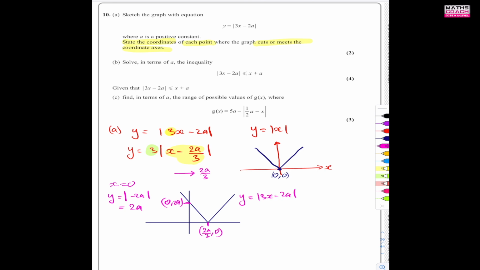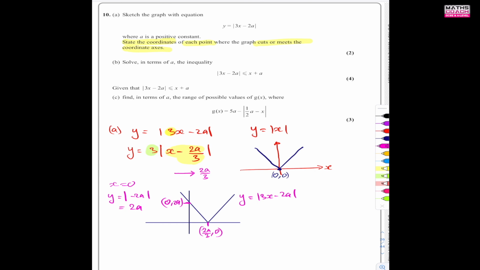And you can see that if we didn't take the 3 out, then we would just have to do the reverse of BIDMAS. We'd have to shift it by 2a to the right and then divide all the x values by 3. And by doing so, we get the same answer. Or take the 3 out and then just shift it to the right by 2a over 3.